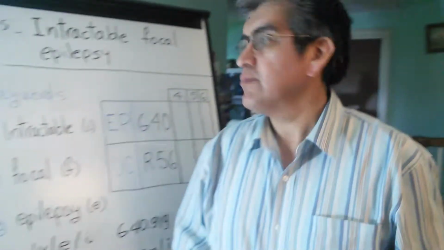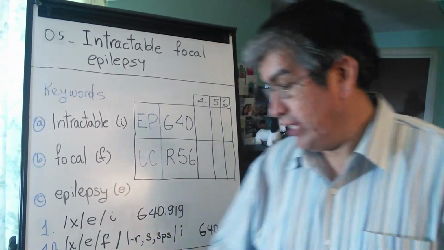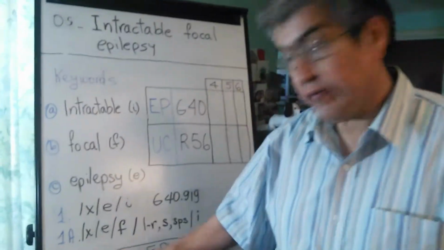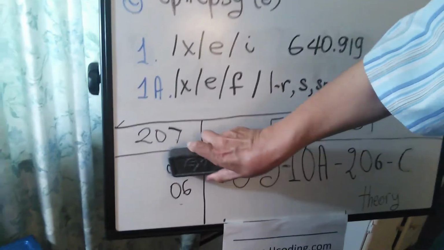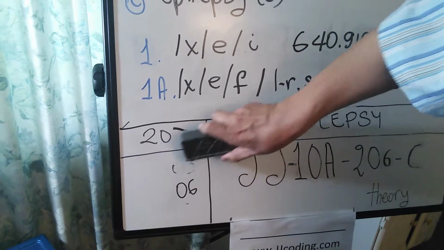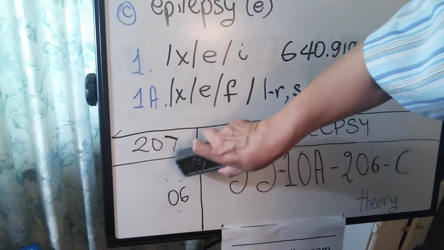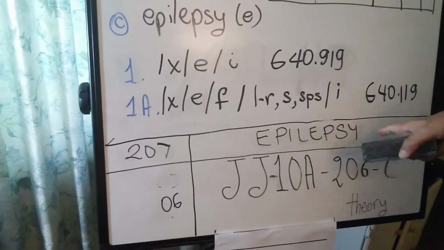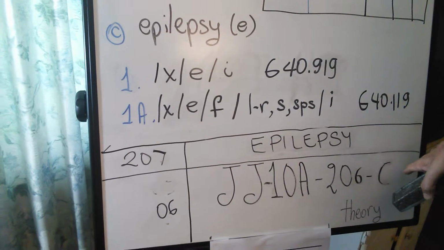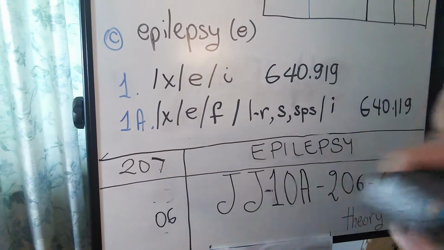Hello. This morning we're doing exercise number 5 from our group. I'm going to erase the number 5 here. There you go. Again, this is page 207 from the book. The group is epilepsy, and this is where the theory is. Let's read what the text says. Okay, 5.